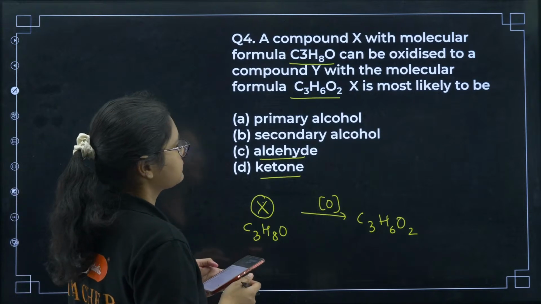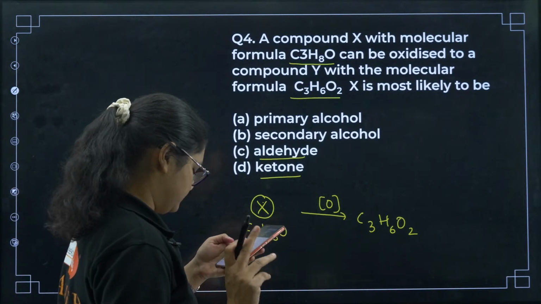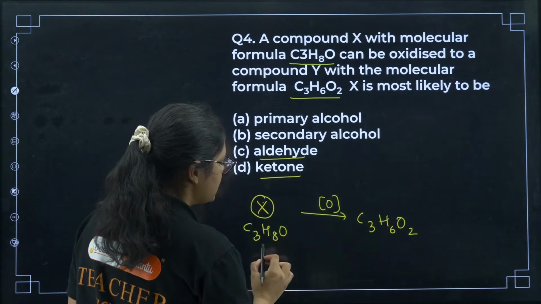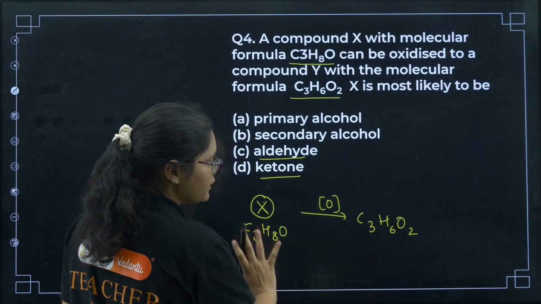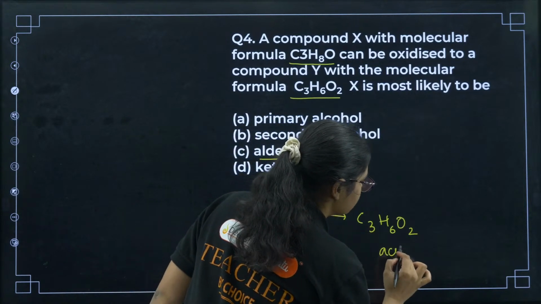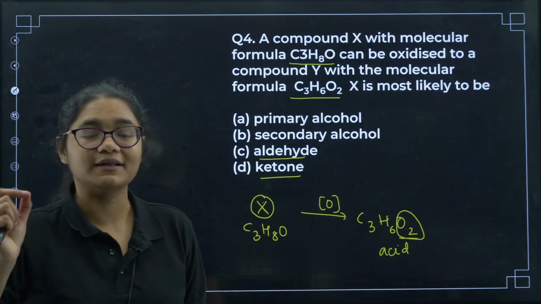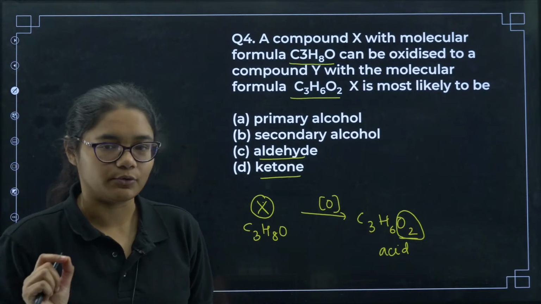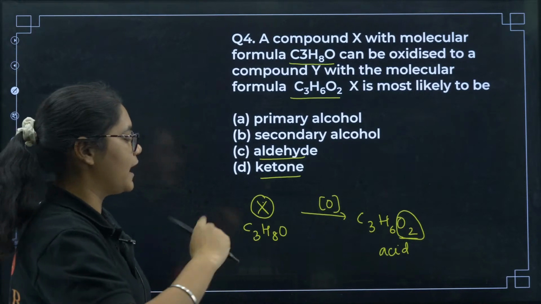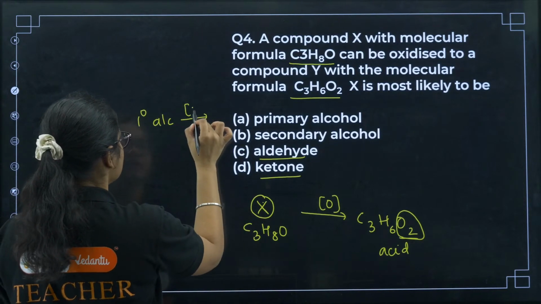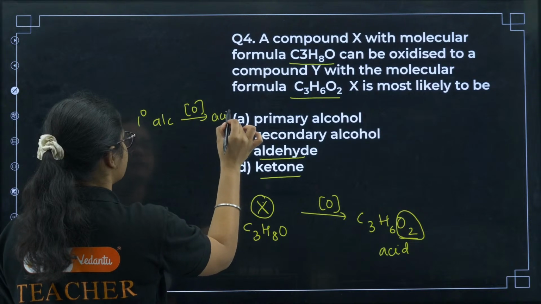Yes, option A, Pooja is correct. Here, see students, this is one alcohol. Okay, we know alcohol. This is an acid. You can see there are 2 oxygens, right? Two oxygens means the functional group has to be an acid functional group. And we know that only primary alcohols on oxidation can give you acids, right?